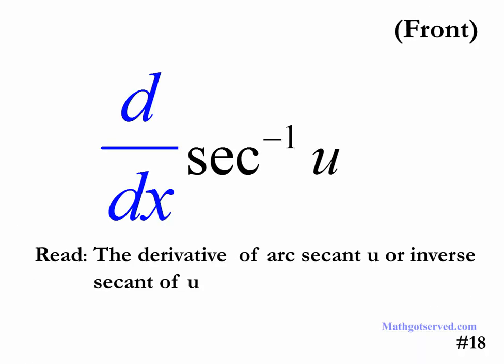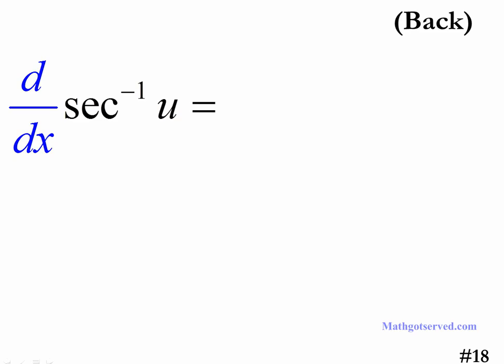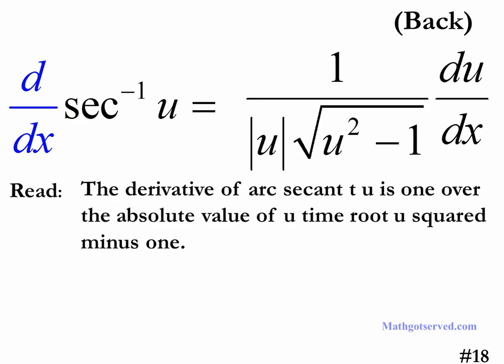Next formula, formula number 18. Read: the derivative of the arcsecant, or inverse secant, of u is 1 over the absolute value of u times the square root of u squared minus 1, du dx. Now this is a formula I always forget. I don't know why, but there's just something weird about it. But there goes the formula for the derivative of the arcsecant.